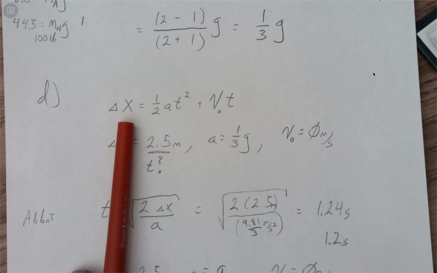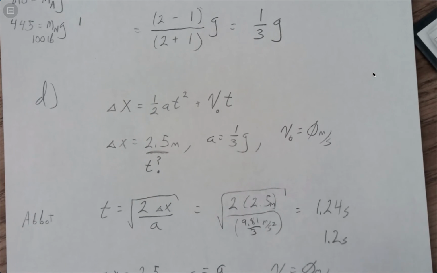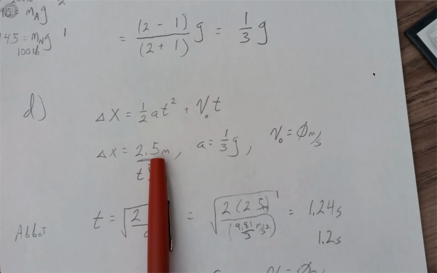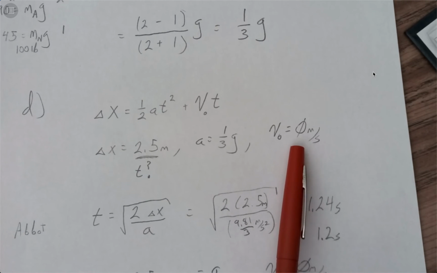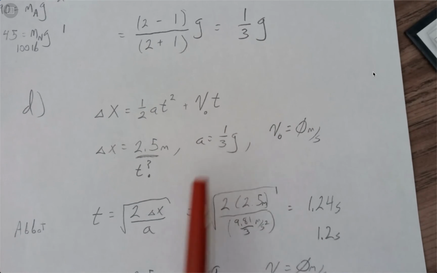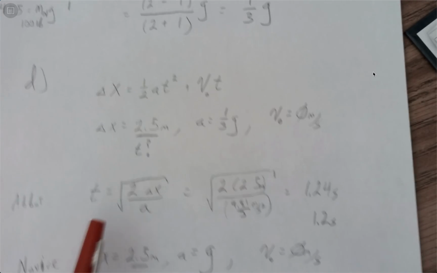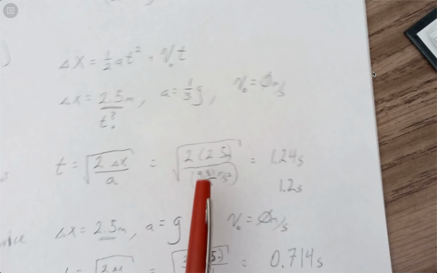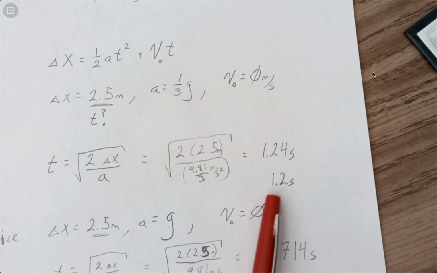And we're going to use that in this expression for part D, where we're going to try to find the time it takes for them to hit the floor. They said they were at 2.5 meters up. We know the acceleration of the system. We know the initial velocity as well. So then this expression just becomes x equal to 1/2 at squared. So we can solve for that time to be the square root of 2 times that distance divided by our acceleration. So we get 1.24 or 1.2 seconds.